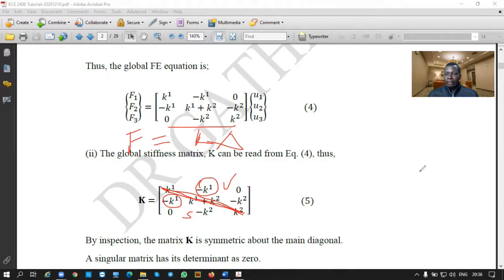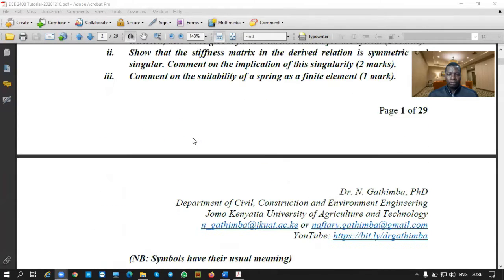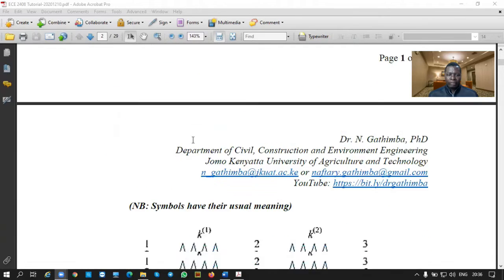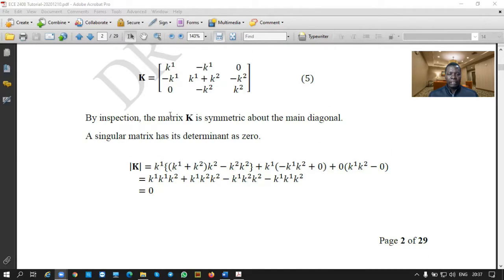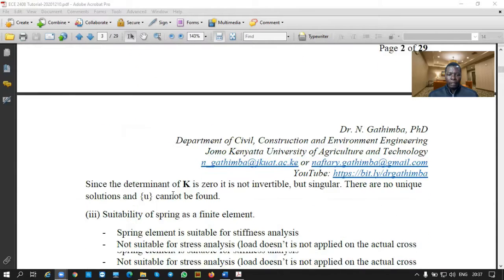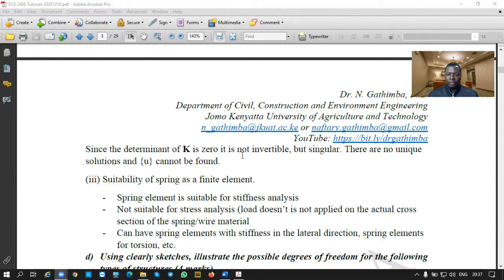Okay. So a singular matrix, again, you are to show or explain; I believe the question was, show that the stiffness matrix is symmetrical and singular. A singular matrix has a determinant of 0. So what you are required to obtain is the determinant. You can use Cramer's rule, you get the determinant, which is 0. And since the determinant is 0, you have to comment: it means K is not invertible. We cannot get its inverse, and therefore there is no unique solution, and U cannot be found.